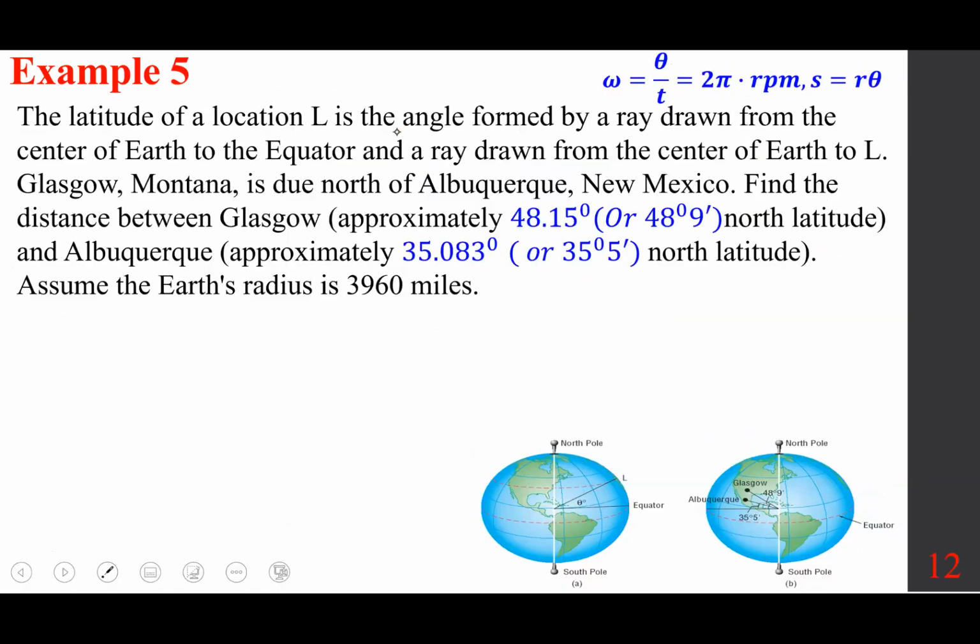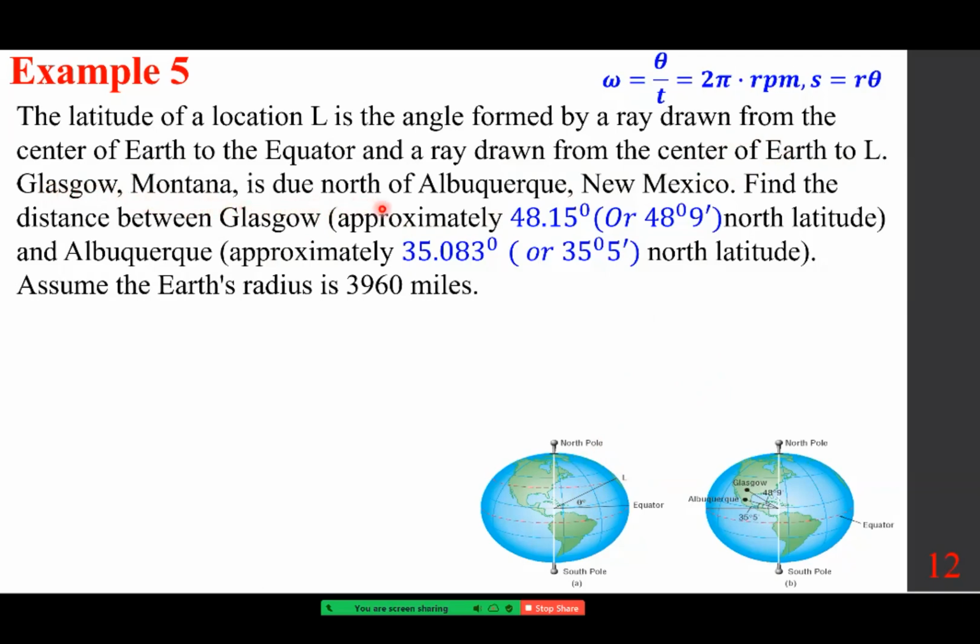Let's look at some applications here. The latitude of a location L is the angle formed by a ray drawn from the center of the Earth to the equator, so center to the equator, and a ray drawn from the center of Earth to L. So the latitude for this is this angle.